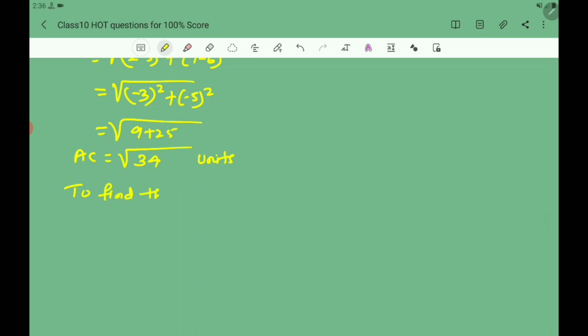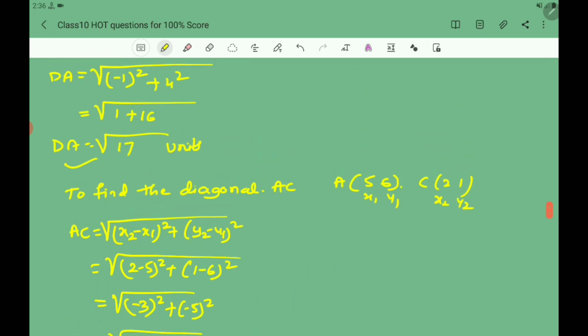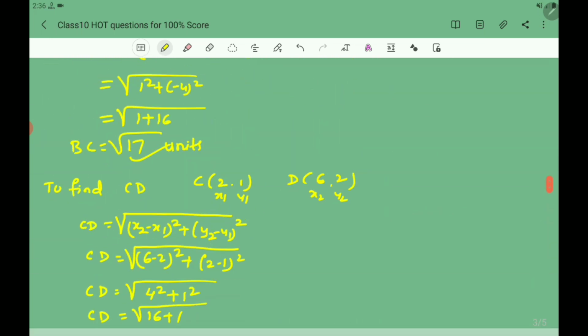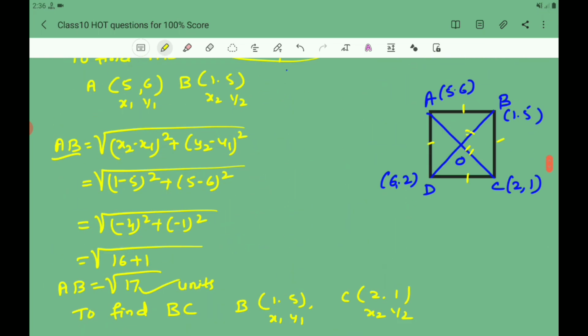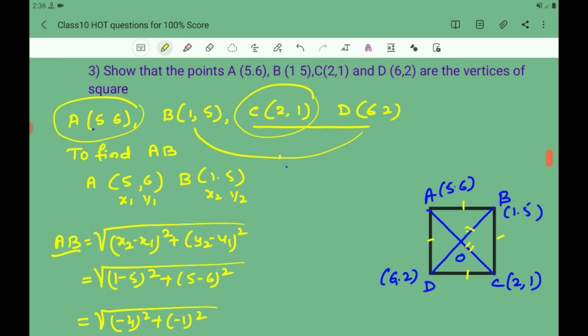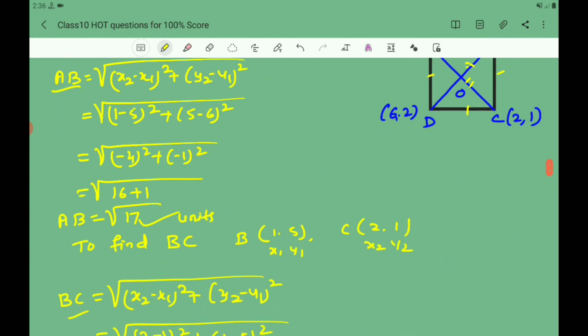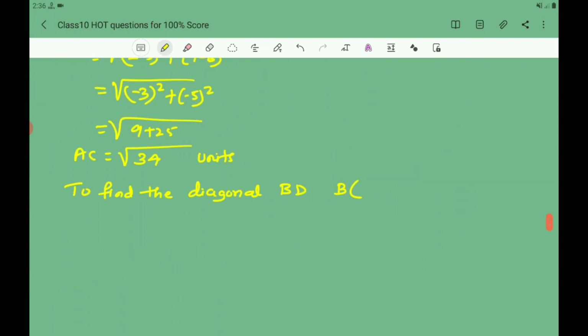To find the diagonal BD, here you take B. Here you got that B is (1, 5) and D is (6, 2).